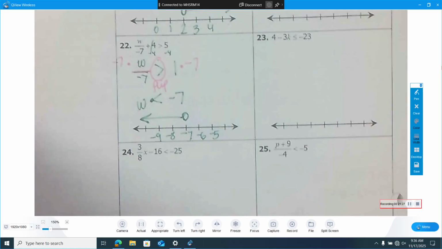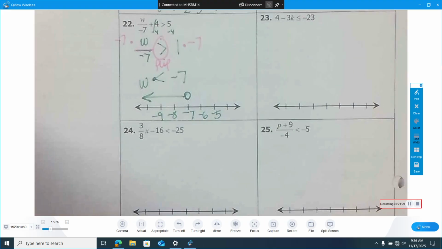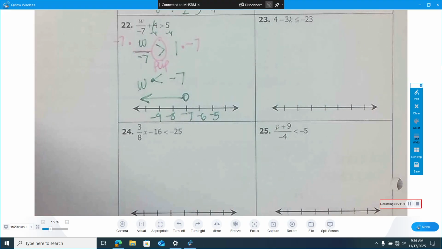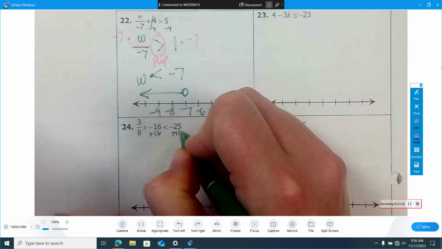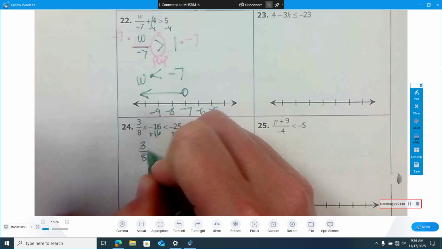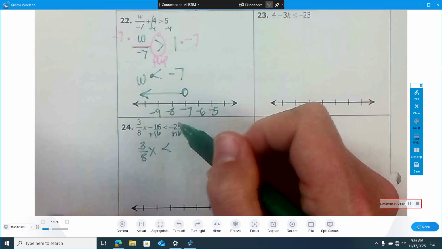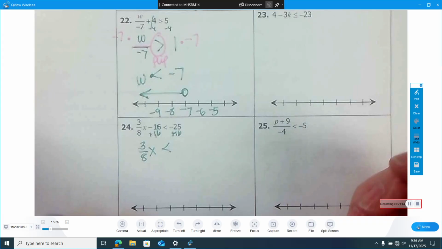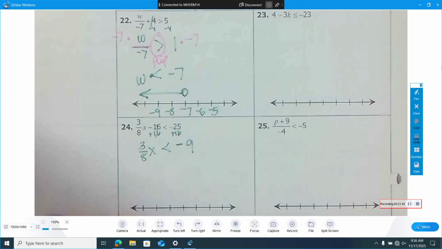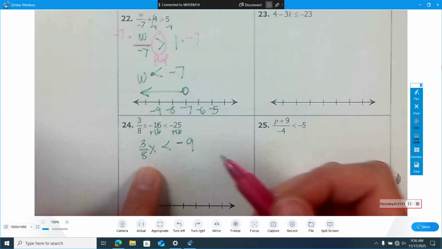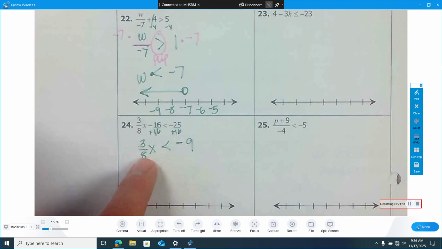Let's just do this last one, number 24. And we'll call it good. Number 24. Number 24, what should we do first? Add 16 to both sides. Beautiful. So we have 3/8 x is less than, who wins here? Negatives or positives? Negatives win by how many? 9. Very good.